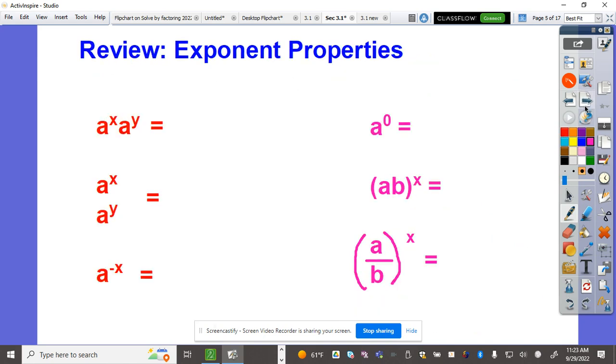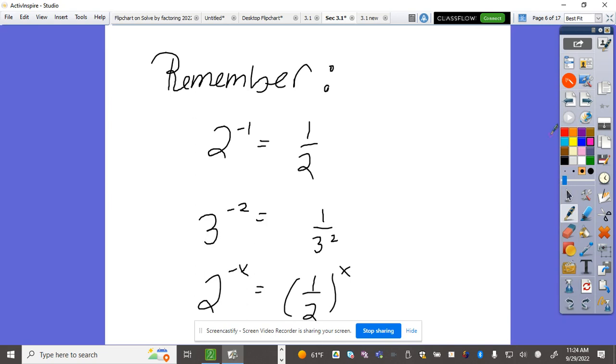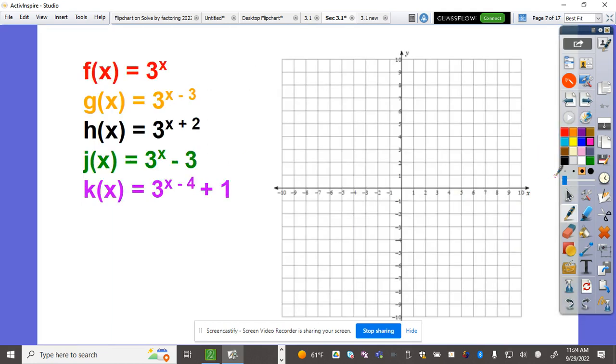Okay, all right, so skip that one. Remember that 2 to the negative 1 is 1 half. 3 to the negative 2 is 1 over 3 squared, or just 1 ninth. If you have a negative exponent, that whole thing should go down like this one here. And if you have a negative x there, you can flip it like what we did in the previous example. We have 1 half to the x. Okay, so let's graph this function here.